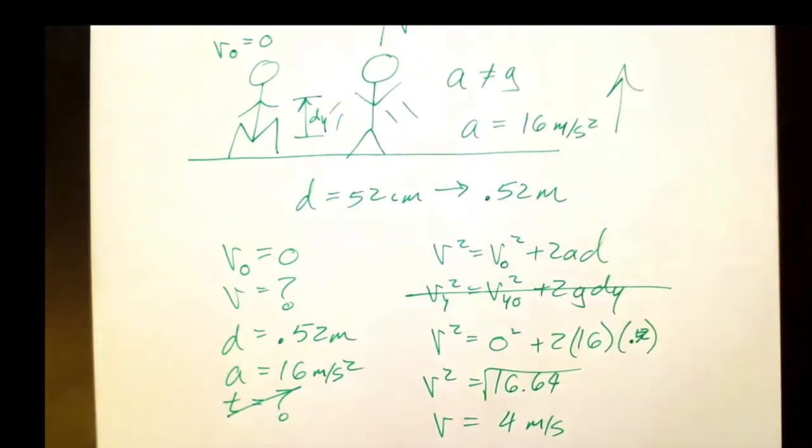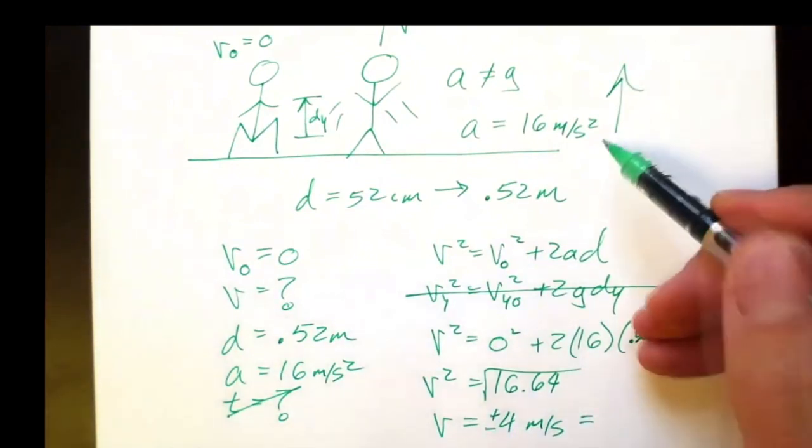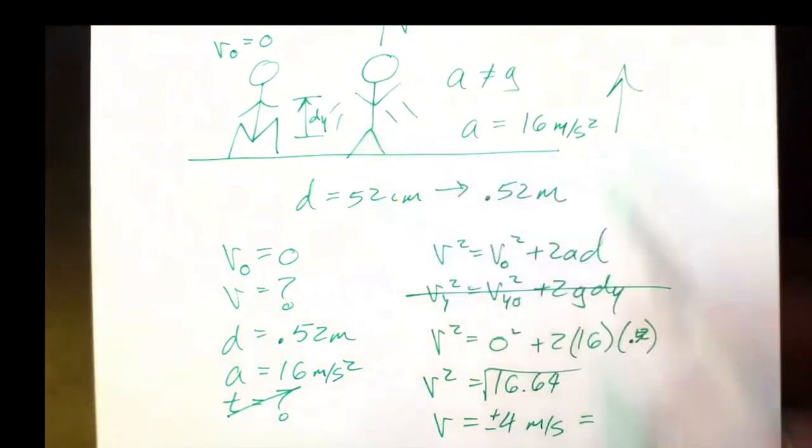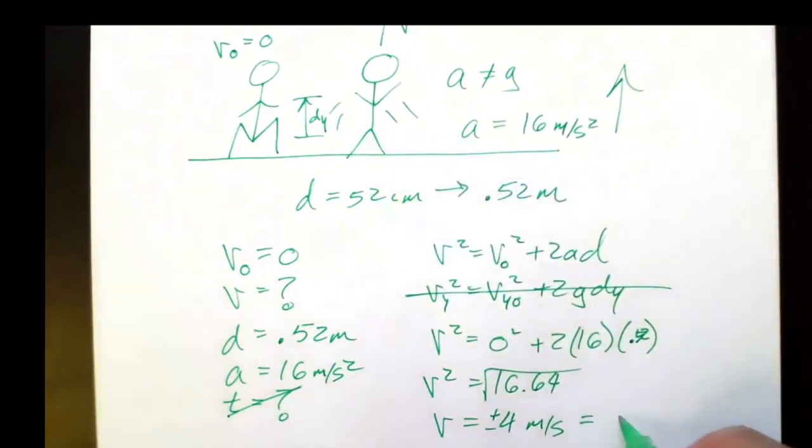Please keep in mind that taking the square root, this answer could be plus or minus 4, but in this context, due to the fact that the acceleration is up and the displacement is up, and both of those are positive numbers, this answer is positive 4 meters per second.